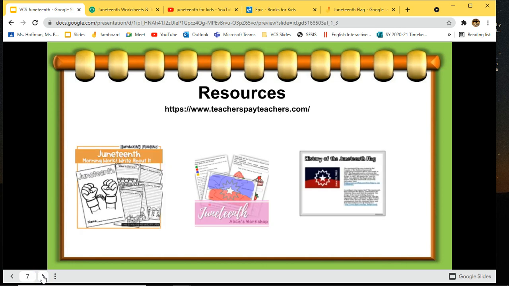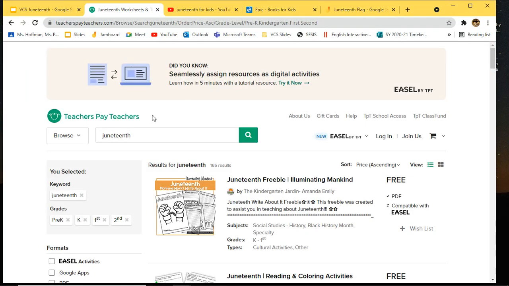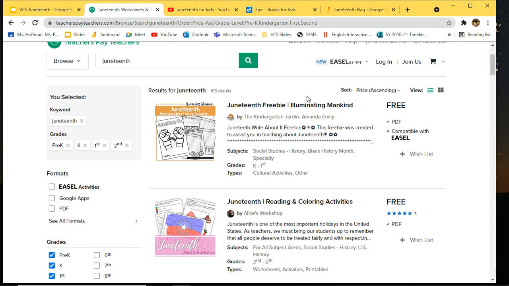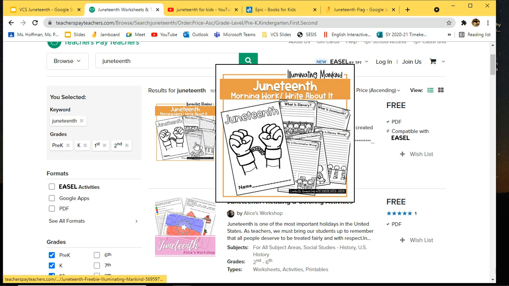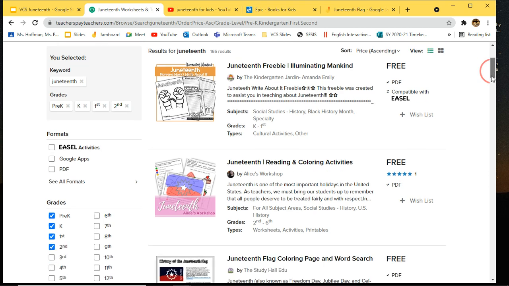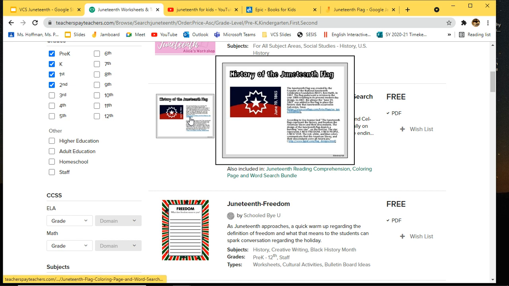Some resources. TeachersPayTeachers.com has Juneteenth resources. So here, I search by Juneteenth, ascending order, and I picked the grade levels that I was interested in. And here we have several free items. And again, you would search and look through them to find out what best meets the needs of your students. There's a Juneteenth flag coloring sheet, which I have used with my students.